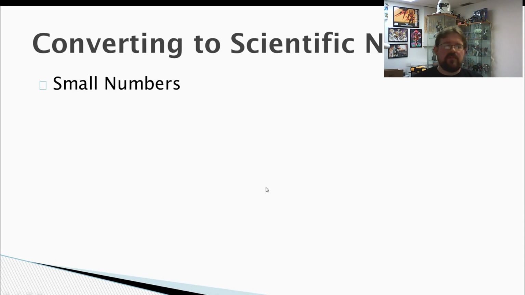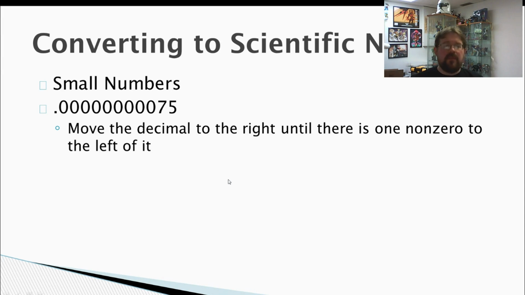So still converting to scientific notation, let's talk about small numbers. So this is really, really long decimals that represent really, really small quantities. You're going to do basically the same thing. We're going to move the decimal to the right until there is one non-zero to the left of it.